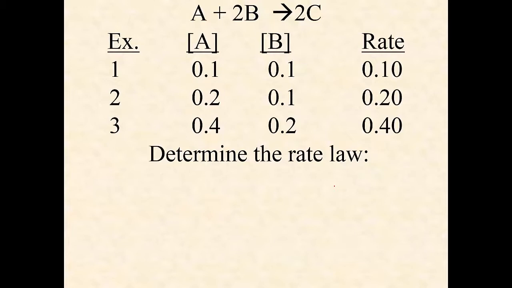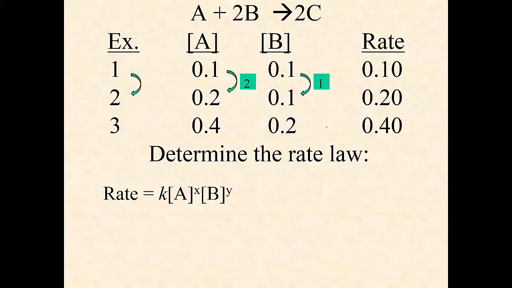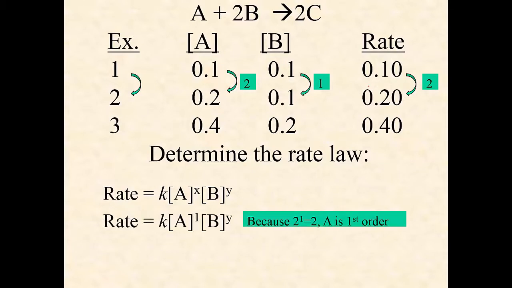Okay, this is back over here. Sometimes things look a little weird. You have to figure them out. They're not always as easy looking, but you're going to be able to figure it out. So first, look at it. Find first where something stayed constant. So in trial 1 and 2, B was constant. So you ask yourself, how did A change? A was doubled, and your rate doubled. So 2 to what power is 2? Tells me that A is first order.